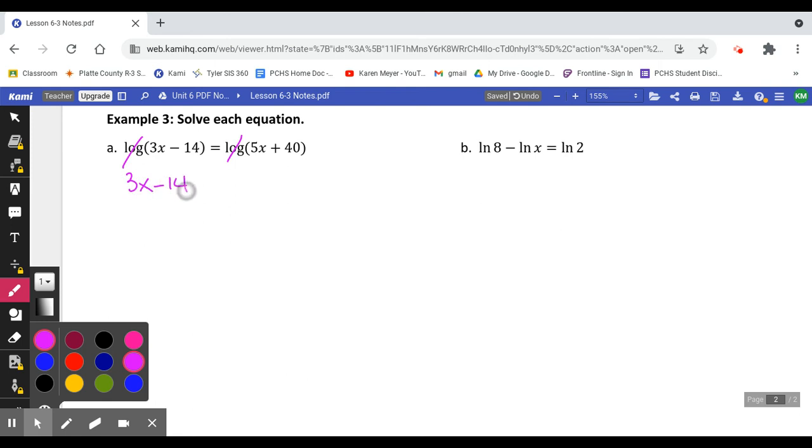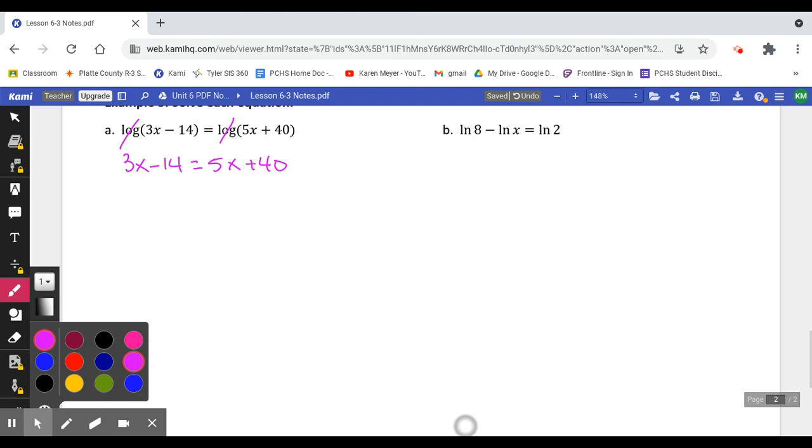So 3x minus 14 equals 5x plus 40. So move some things around to solve. I'm going to subtract 5x. I'm going to add 14. I get negative 2x equals 54. And I get x to equal negative 27.